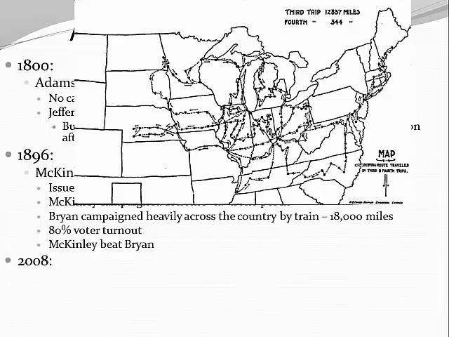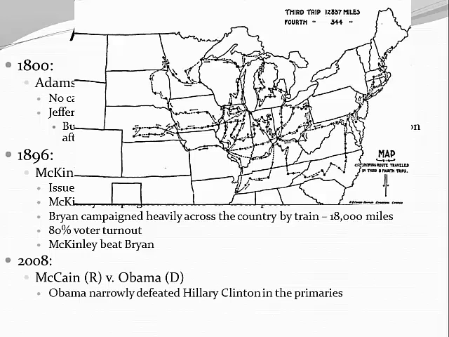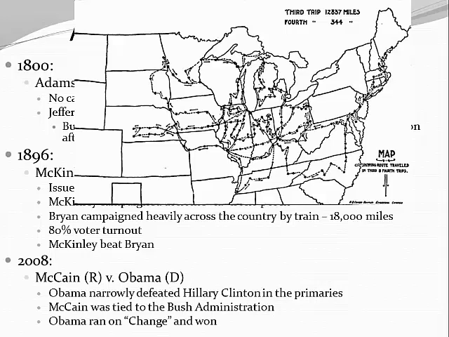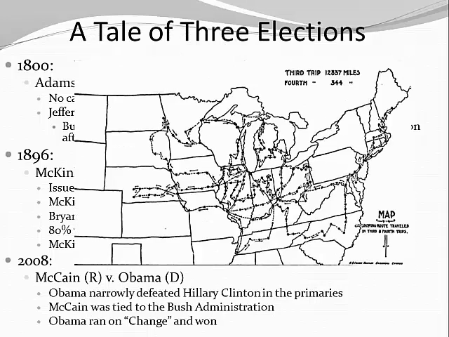Let's go to 2008. We have John McCain, who is a Republican, versus Barack Obama, who is a Democrat. And Obama narrowly defeated Hillary Clinton in the primaries, and he went on to defeat McCain in the general election, and McCain was tied to the Bush administration. So that was one reason why McCain lost. And Obama ran on change and won.